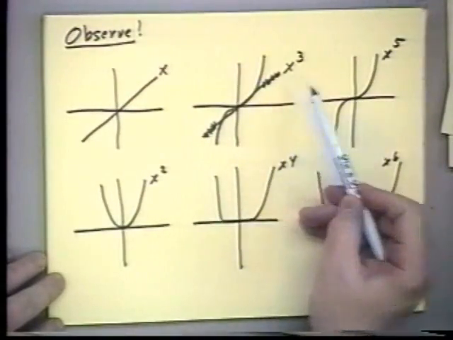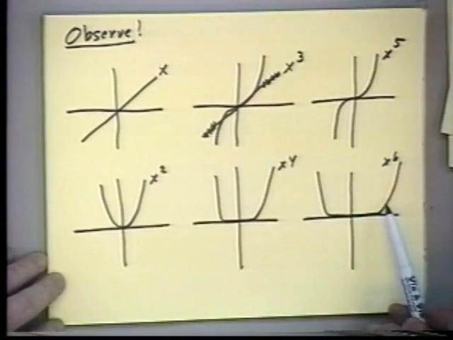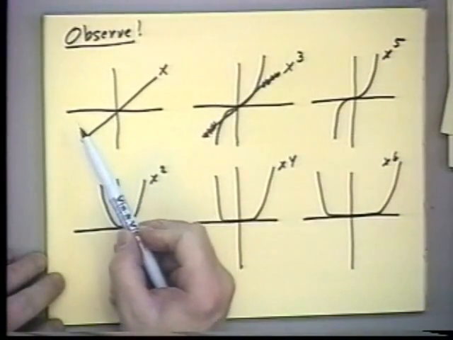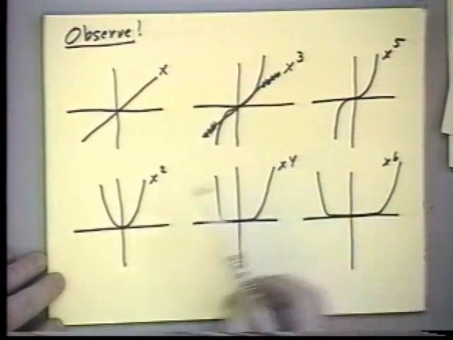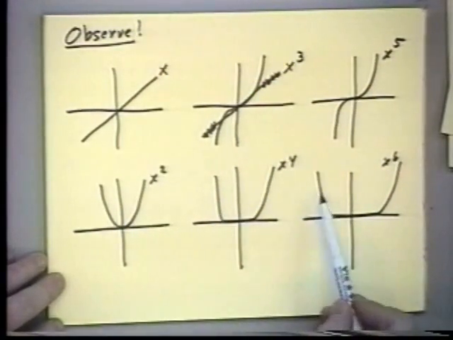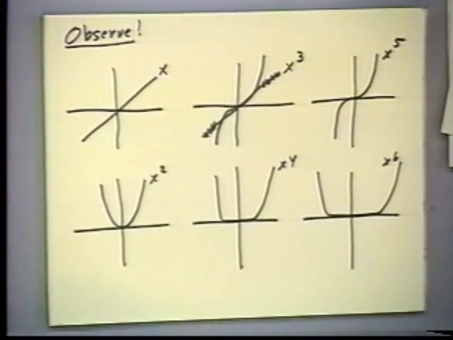And notice that as we go to the right in every one of these, the function goes off to positive infinity. But as we go to the left, it depends. In the odd cases, it goes to negative infinity. In these even cases, it goes up to positive infinity. So with that quick observation, we can move on.